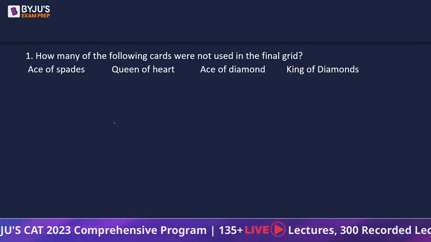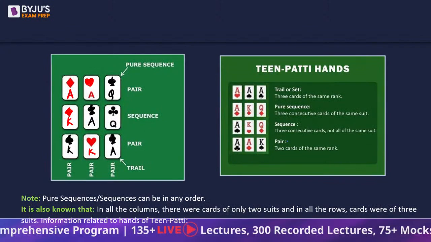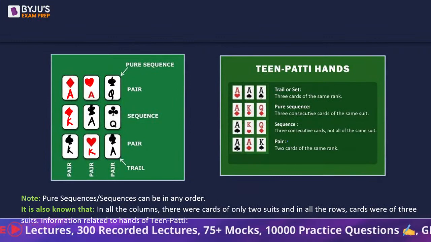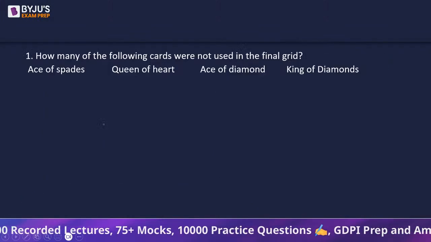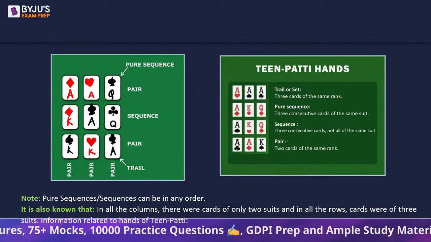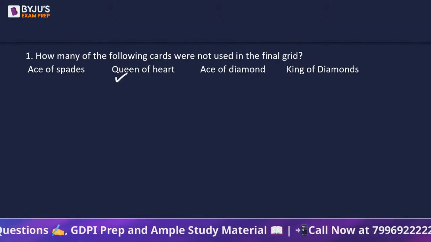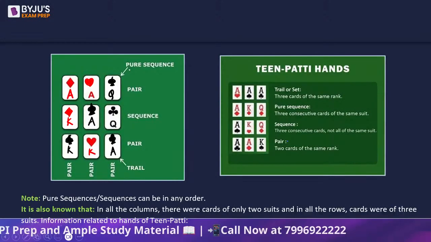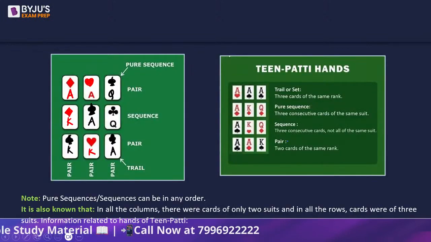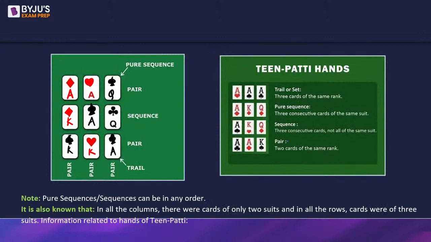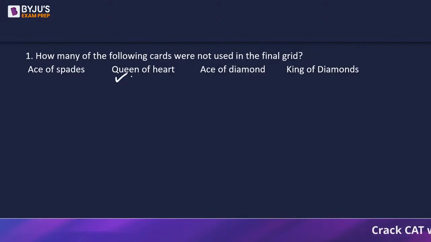How many of the following cards were not used in the final grid? Ace of spades. Ace of spades was used. All the four aces were used, right? This is the ace of spades, so it was used. Queen of hearts. Well, we used only two queens. One was a club and one was a spade. So queen of hearts was not used. So this is one card. Ace of diamond. Aces of all the four suites were used. So ace of diamond was also used. Sorry, the question is about not used. And king of diamonds. King of diamonds was also used, second row, first column. So can we say there is only one card out of these four options that was not used?